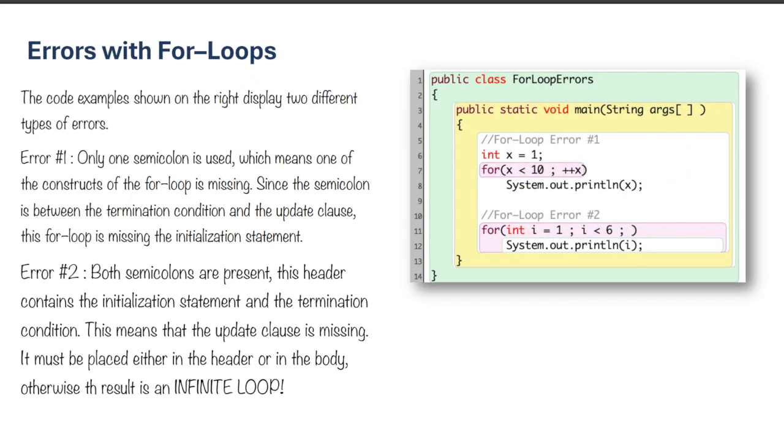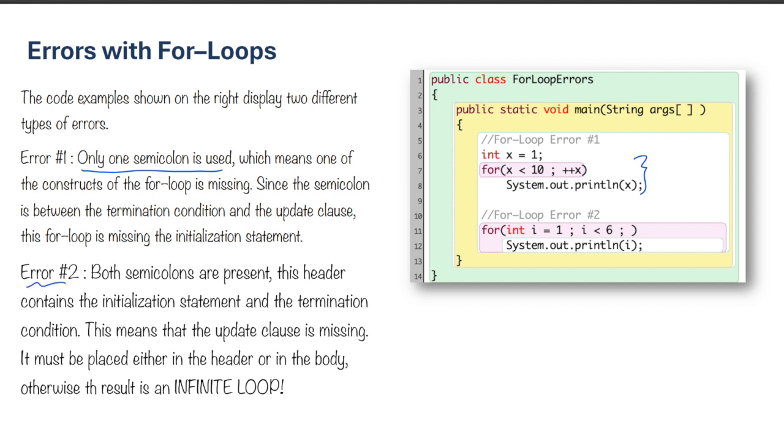So here are 2 popular errors that you have to look for with for loops. The first error is if only 1 semicolon is being used, then you're going to have an error, because we said you need both semicolons to create the partition of the 3 conditions in the header. Whether the conditions are defined in the header or not is unimportant, but those 2 semicolons must be there. So this one here does not compile.